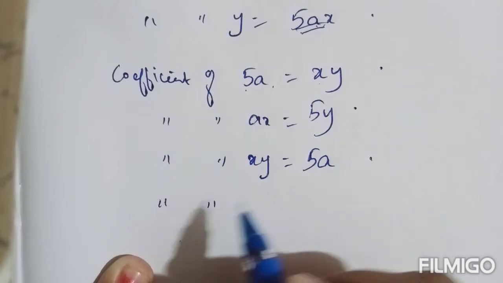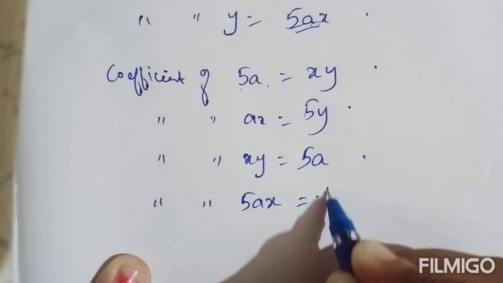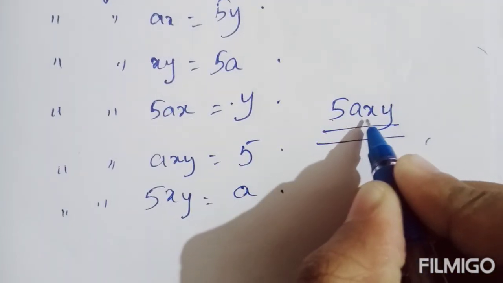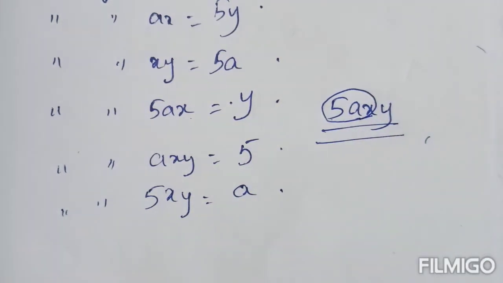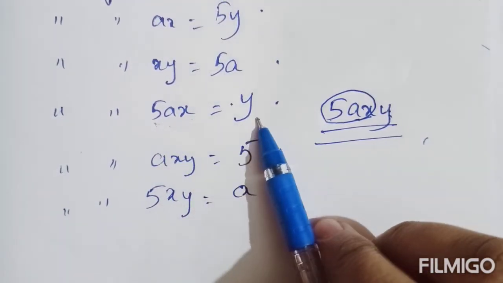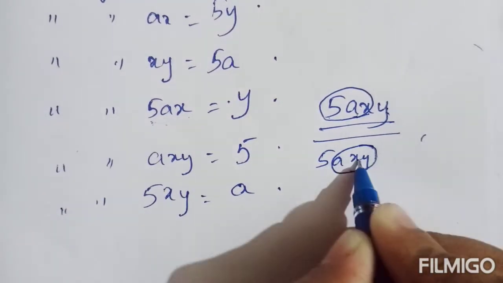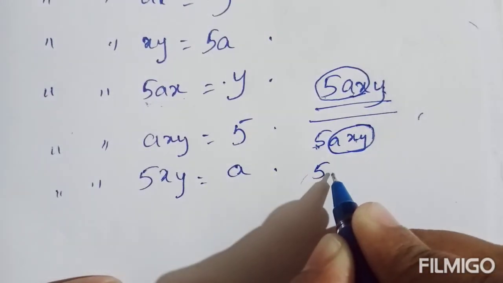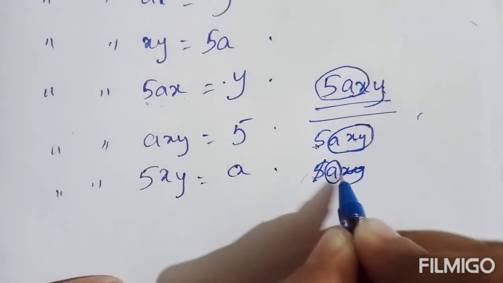Now coefficient of 5ax, we can take like this also. 5axy is the product. In that, if you have to find the coefficient of 5ax, we can select the remaining factor. Remaining it is only y, so coefficient of 5ax will be y. Coefficient of axy, it will be the remaining factor 5. Similarly, coefficient of 5xy, the remaining factor is a.